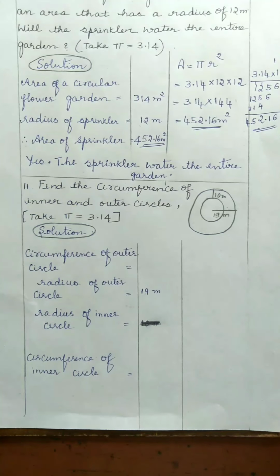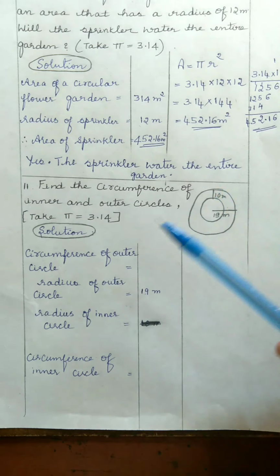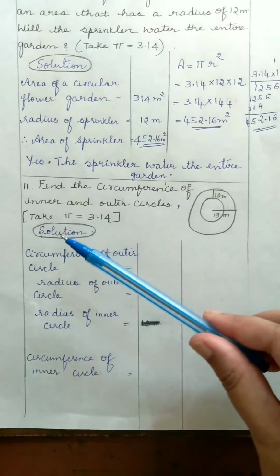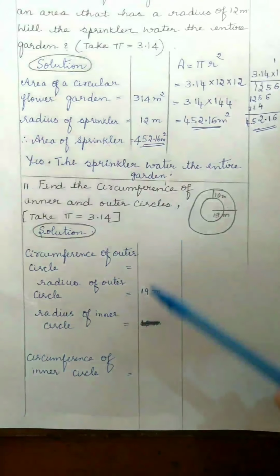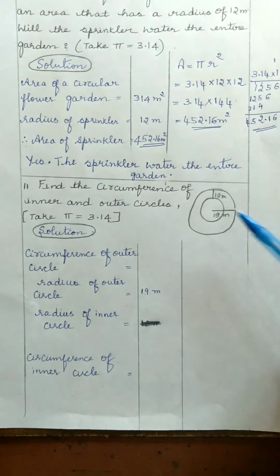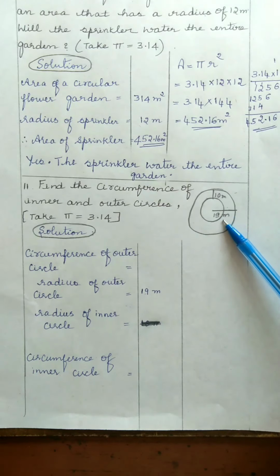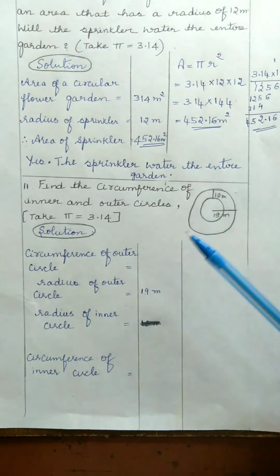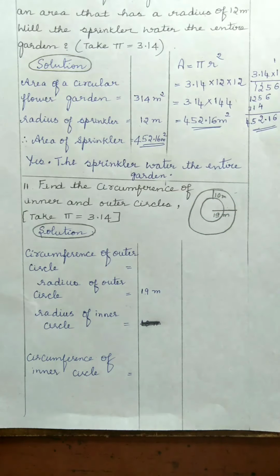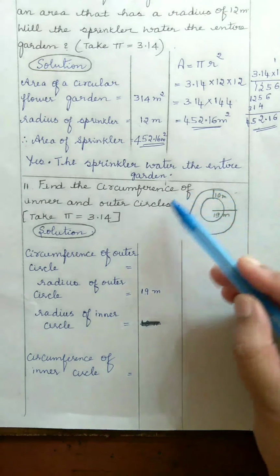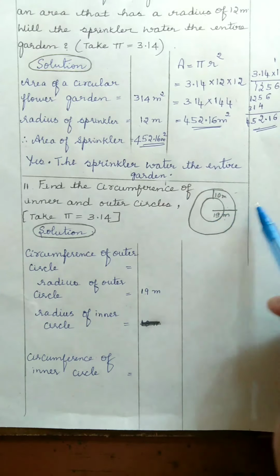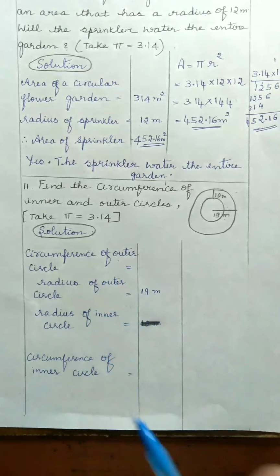11th question, children. Find the circumference of inner and outer circles with pi value that is equal to 3.14. Now, here you can find the two circles where the radius of the outer circle is 19 meter, children. Then we have to find out the radius of the inner circle. So, in order to find out the circumference of inner and outer circles, the radius value is given with the outer circle that is equal to 19 meter. Now we have to find out the circumference of the outer circle.